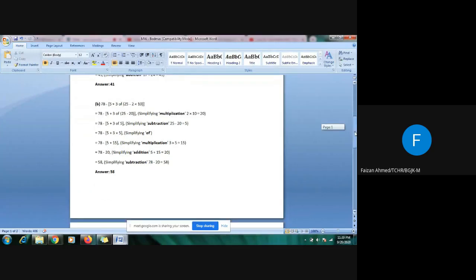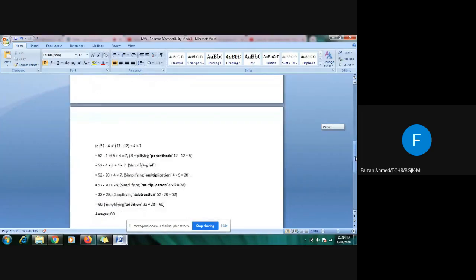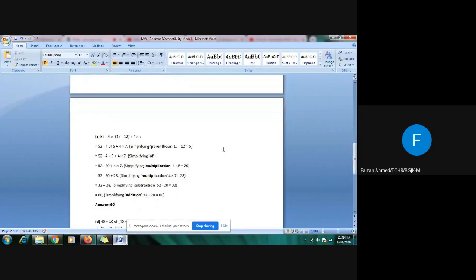The third question was 52 minus 4 of, we have a small bracket, 17 minus 12, and then bracket close, plus 4 multiplied by 7. This question is easier than the previous one. We know that we have a small bracket, so first we'll subtract it. 17 minus 12 will be 5. We know that of means multiply. So we have two multiplications over here, 4 multiplied by 5 and 4 multiplied by 7. So we will multiply them both together.